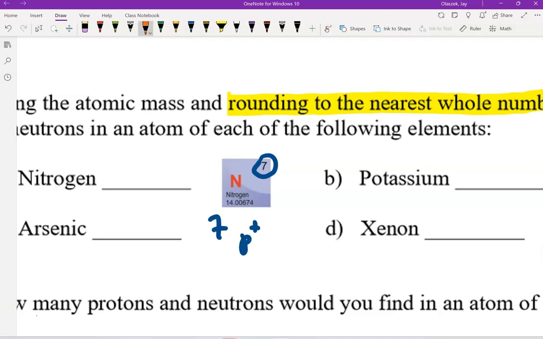It's got an atomic mass of 14. If we know that that 14 is the atomic mass and it's the sum of neutrons and protons, then all we have to do is subtract the number of protons to get the number of neutrons. And of course, 14 minus 7 is 7. So we know that nitrogen has got to have, in this instance, 7 neutrons. All right, we see how that works.